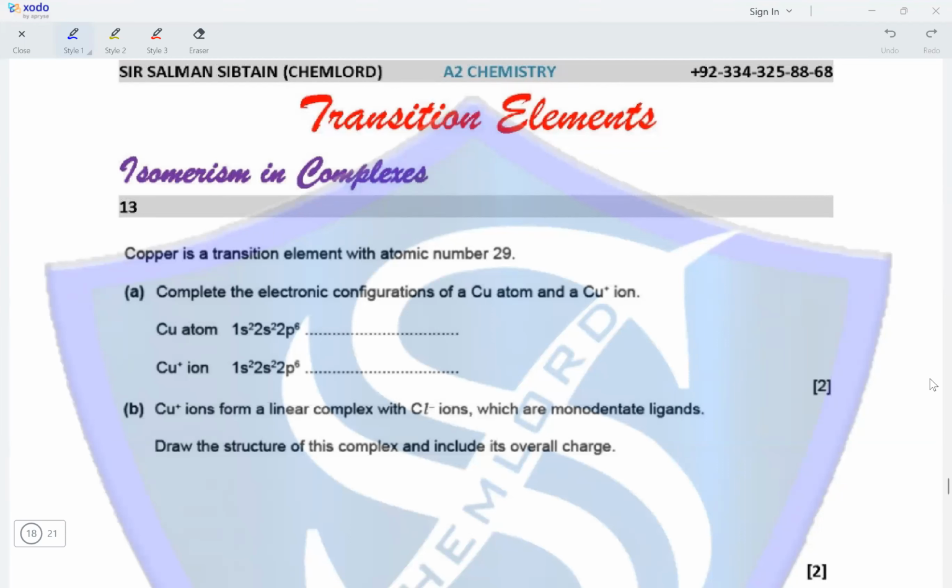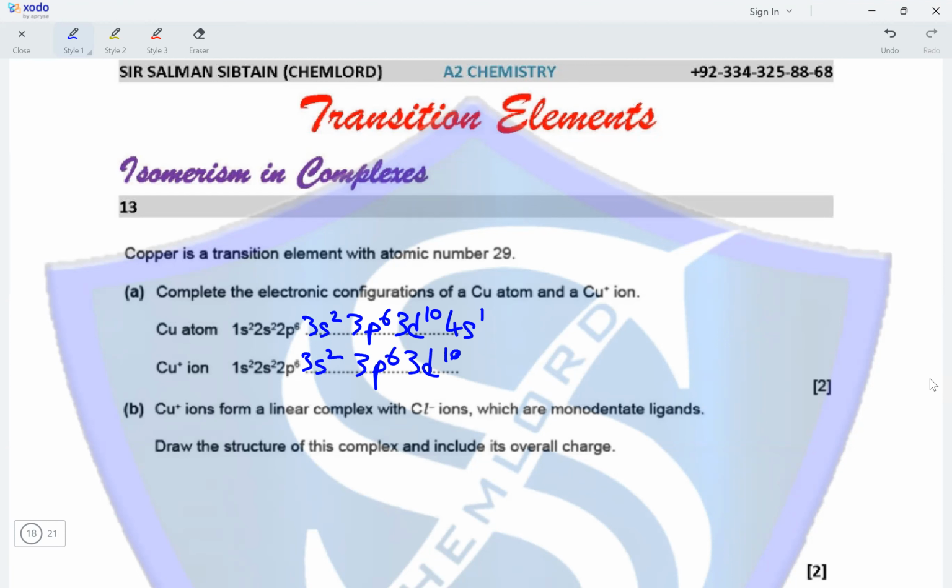Question 13. Copper is a transition element with the atomic number 29. Complete the electronic configuration of a copper atom and a Cu+ ion. So the electronic configuration of the copper atom would be 1s2 2s2 2p6 3s2 3p6 3d10 and 4s1. And in the Cu+ ion, the 4s1 electron would be lost, and the remaining electronic configuration would be 3s2 3p6 and 3d10.